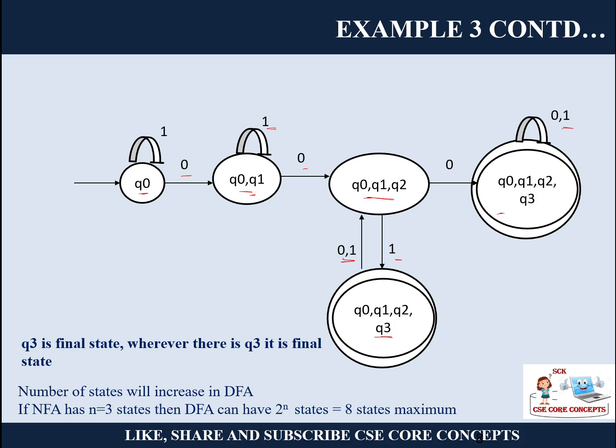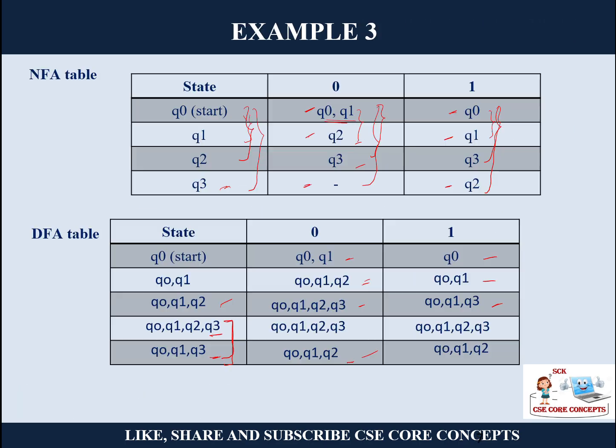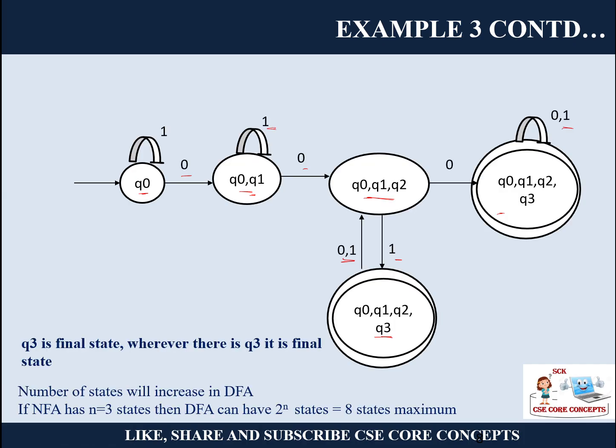So the number of states will always increase in DFA. If you draw this NFA, how many states will there be in this NFA? There are only 1, 2, 3, 4 states. But with DFA, 1, 2, 3, 4, 5. So obviously the number of states will always increase in the case of DFA. So if NFA has n states, for example 3, then DFA can have at the most 2 raised to the power n states, that is 8 states maximum.